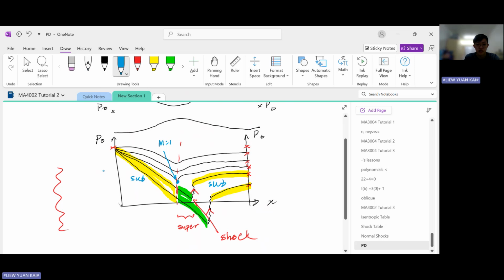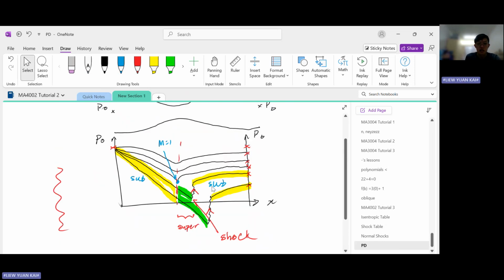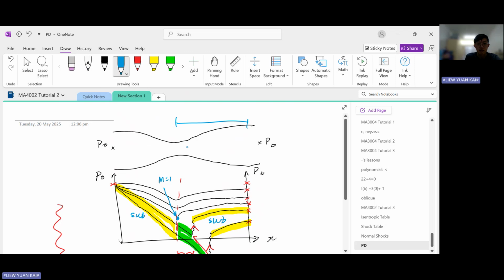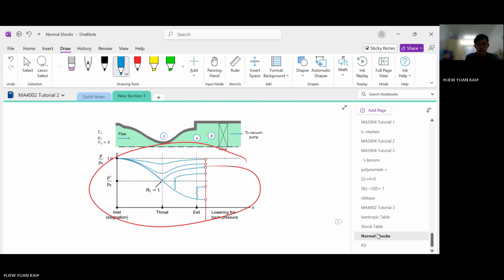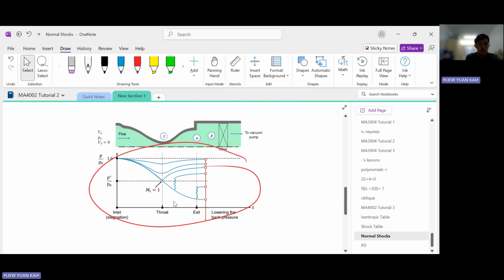Once the diverging section reaches supersonic, there is a chance that it will have a shock, because the fluid is moving supersonic. It always takes a supersonic flow to create a shock. Okay, so that's this diagram covered.